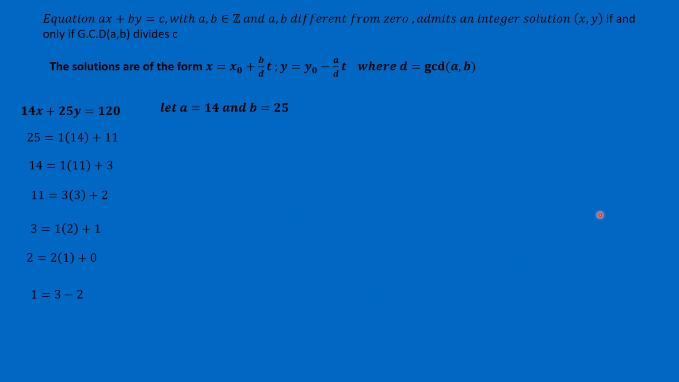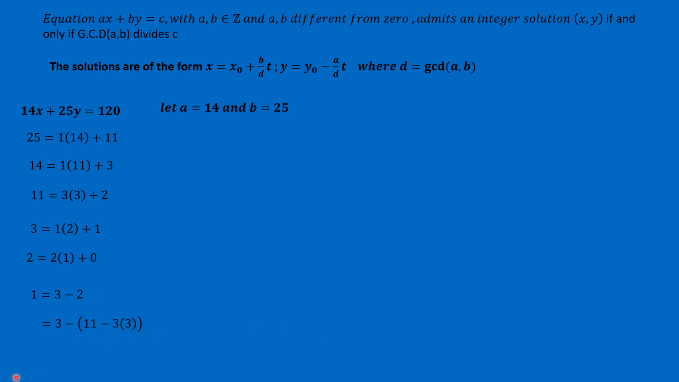Please, I beg you, don't simplify. Make sure don't simplify too much here. Group what is common, as you can see. So when we have it at this stage now, we have 3 minus 11 into 3 minus 3, because 2 is what? 11 minus 3 into 3.